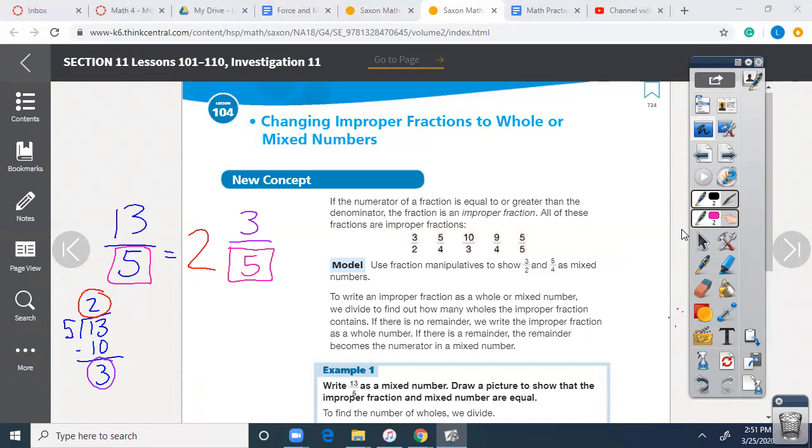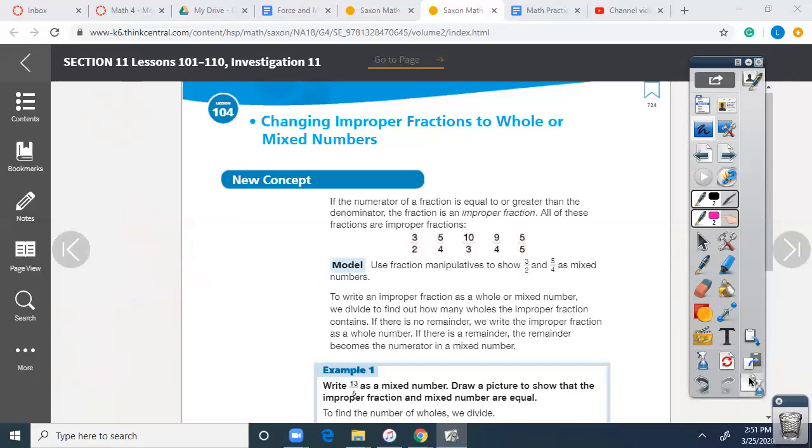So you have to do division to figure out what your whole number is, the 2's, and you're going to do division to figure out what your remainder is, which is what your numerator is, right? But then the denominator is the same. Okay, so 2 and 3/5. We will keep practicing this.